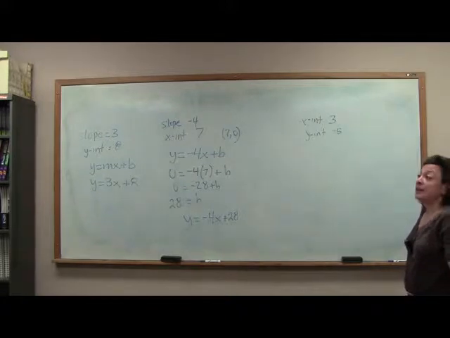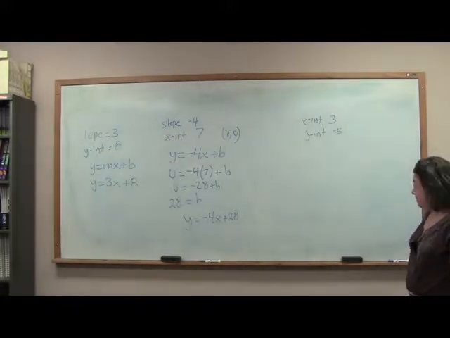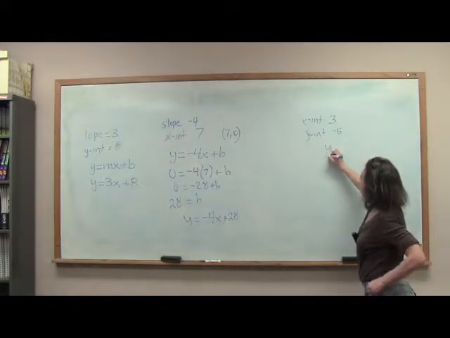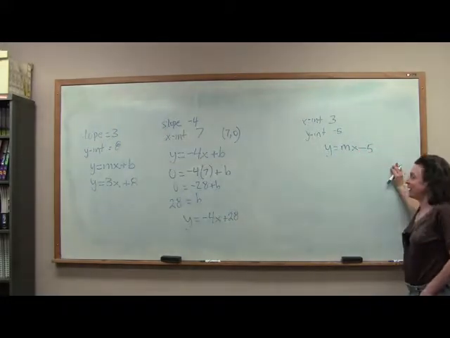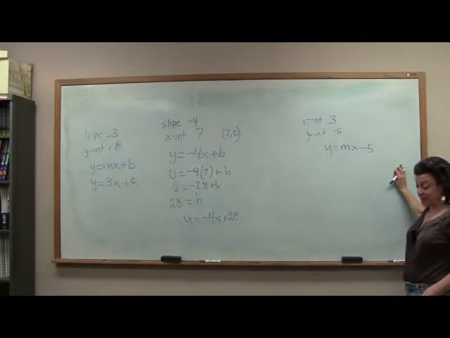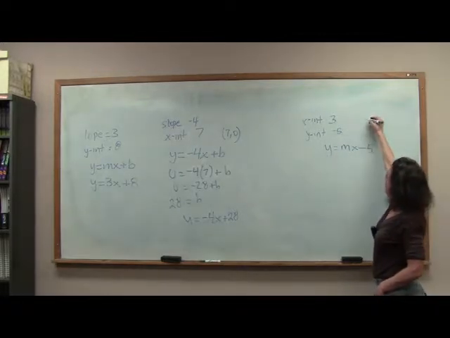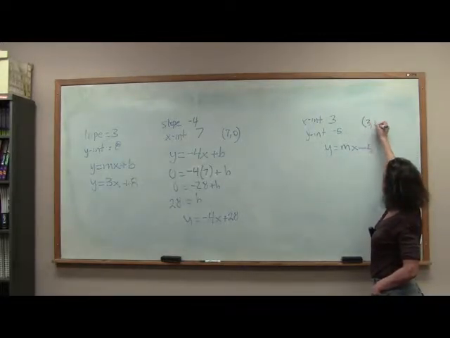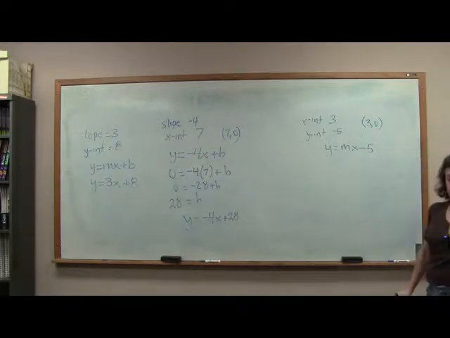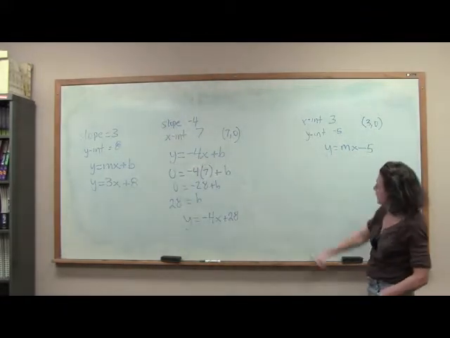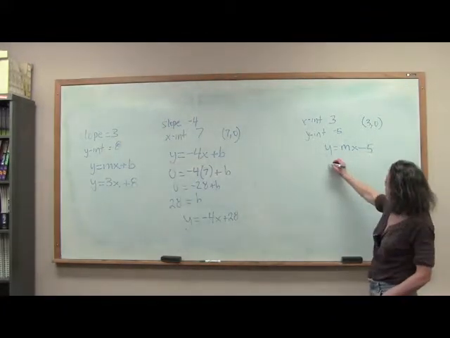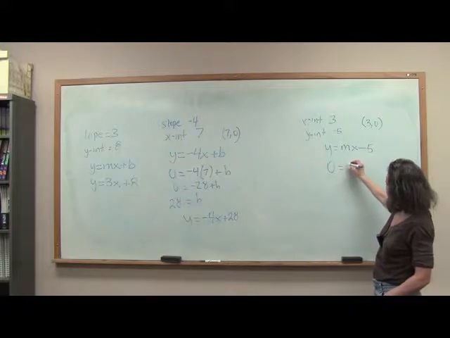Okay, again, yes, we are given our b value. We know we have y equals mx minus 5. That's our y-intercept. Well, we also have another ordered pair. If it's an x-intercept of 3, then we know it goes through the ordered pair 3, 0. And now we can do again what we just did. We can plug in y is 0.